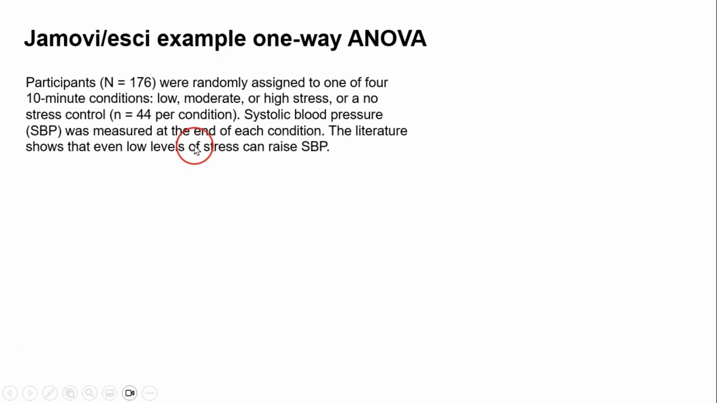Systolic blood pressure, SBP, was measured at the end of each condition. And the literature shows that even low levels of stress can raise systolic blood pressure. So now we want to look at this for a second and ask ourselves, what are our variables here? So the first thing you want to do is, what is being assessed in this example? What is being measured?